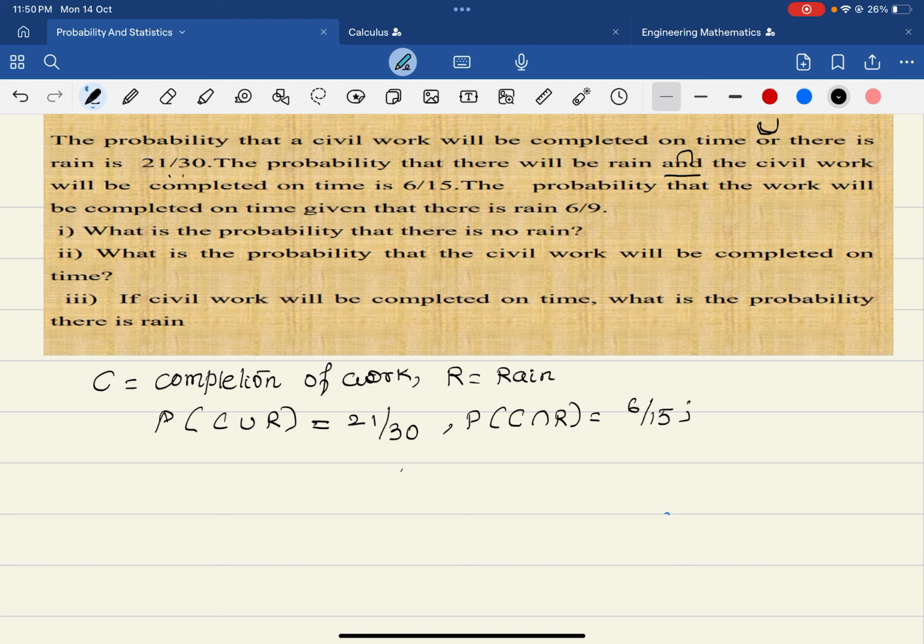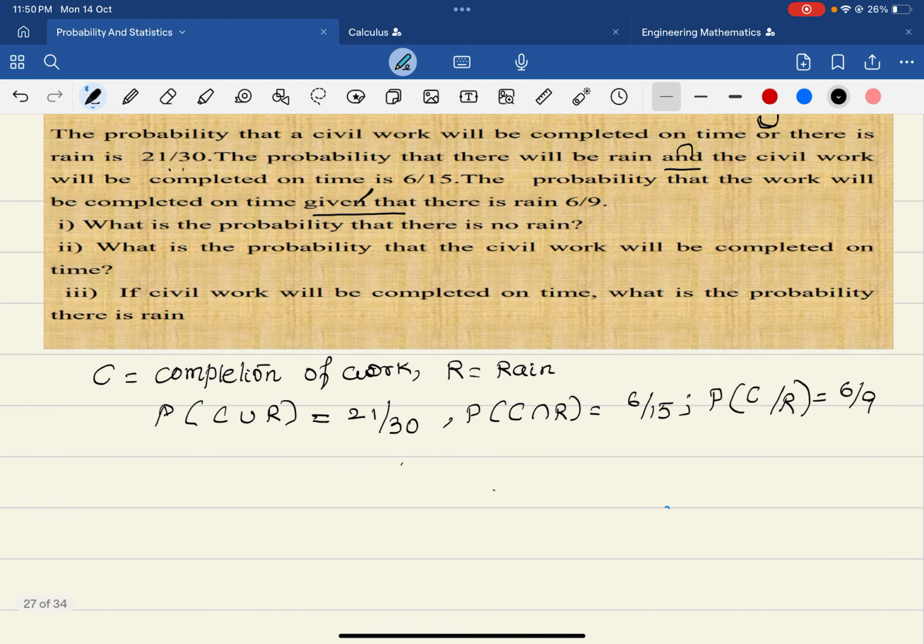What next? The probability that the work will be completed on time given that there is rain is 6 by 9. So that means what was the event that first happened? The rain has already happened. That is 6 by 9. So what is it now? P of C given R, that means given that there is rain, the civil work is completed, and this is given by 6 by 9.